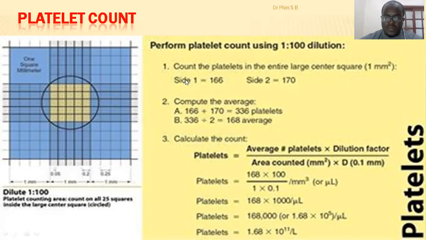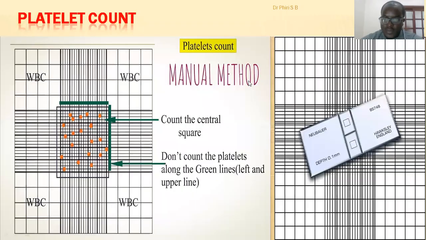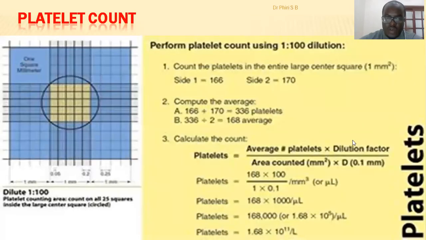Okay, so let's say you've counted from side one and side two, or side A and side B. You counted cells from side one to be 166. So these are the number of platelets that you've counted on one side. There were 166 in that bigger square at the center. Then you also count the number of platelets on the other side. Let's say you count 170 platelets on the other side. So the average there, you add the two figures, 166 plus 170, which gives you 336. Divide by two, it will give you 168. So on average, you'll have counted 168 platelets. This is the average from the two sides.